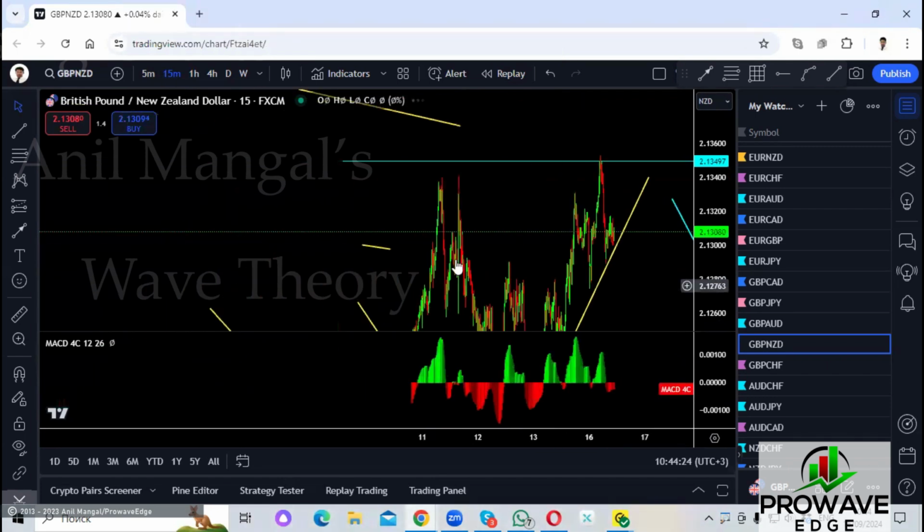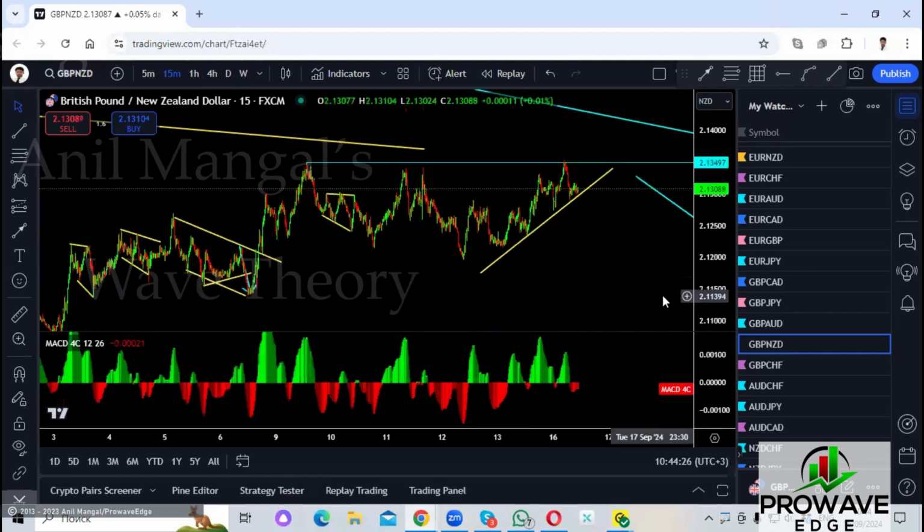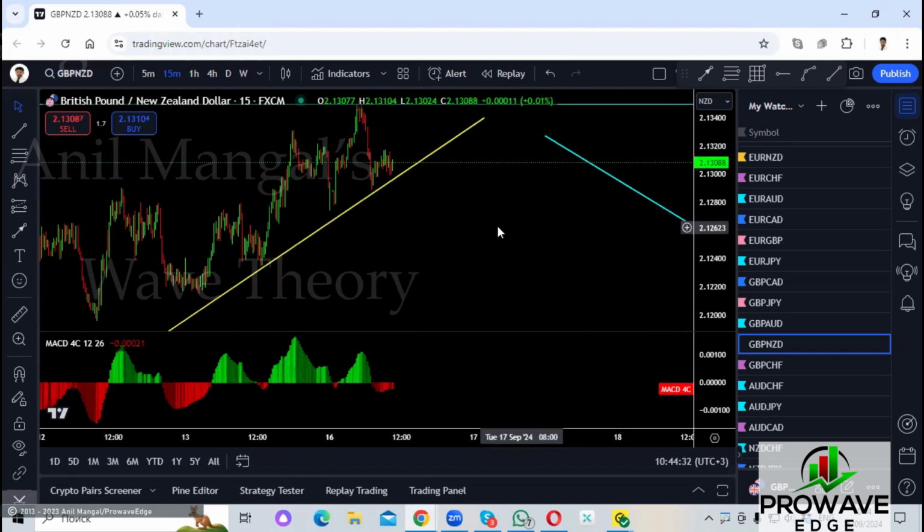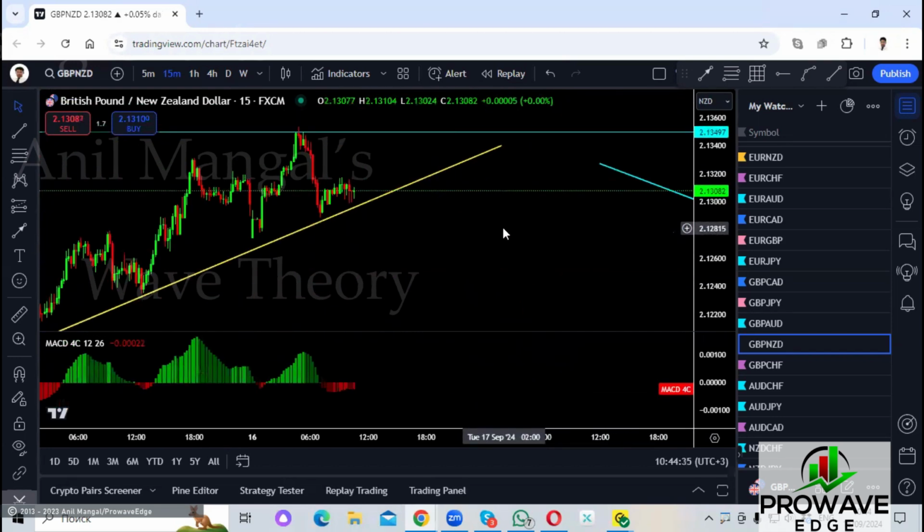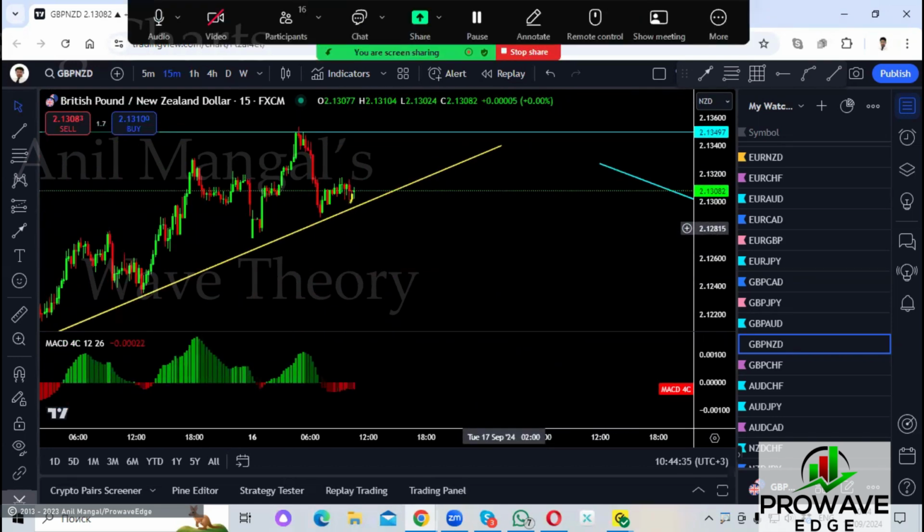Because we're expecting the downside in this one. At least one more downside. So let's look for the sell setup. This should be a sell. This should be an active sell for that matter of fact. It's not fully formed. This could go back up a little here.